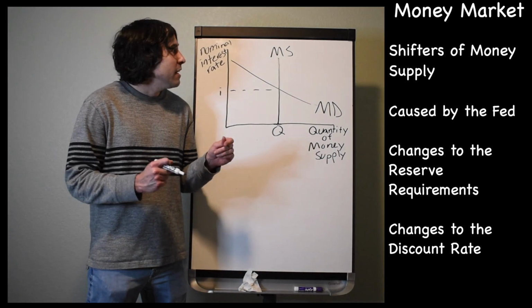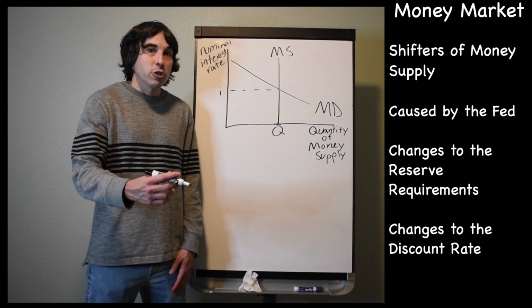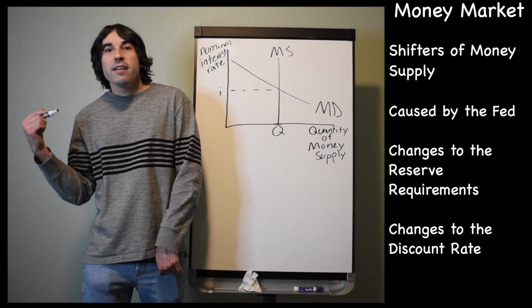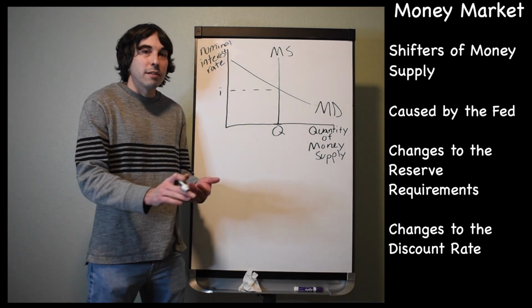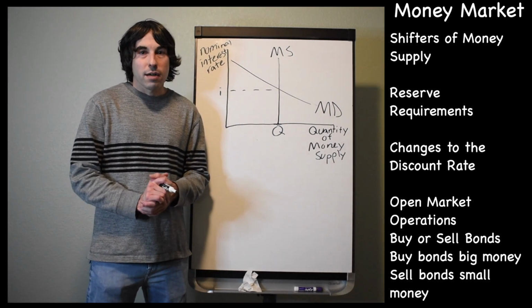It's the discount rate. So if the Fed wants banks to lend out more money, they'll lower the discount rate, charge Bank of America less to borrow from the Fed, and they'll turn around and charge us less and lend more. Finally, the most likely thing to happen is open market operations.